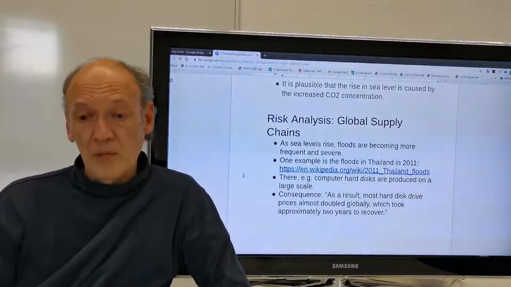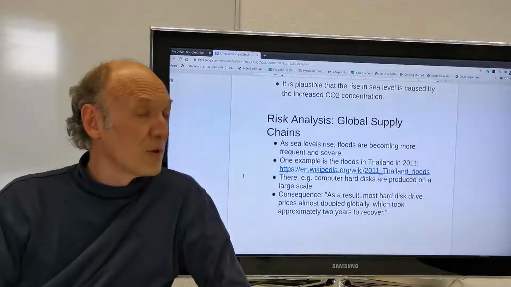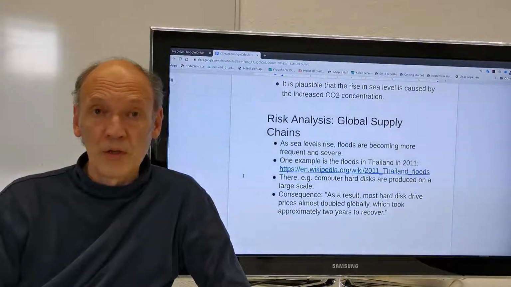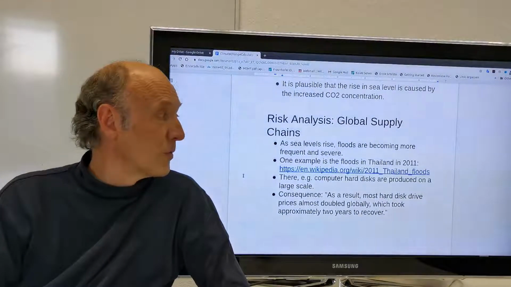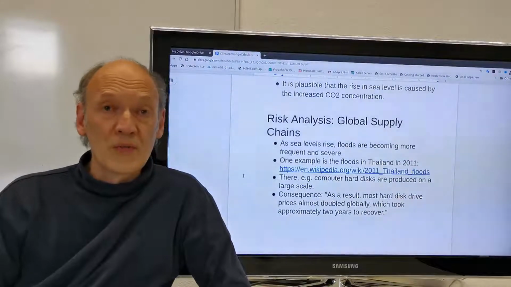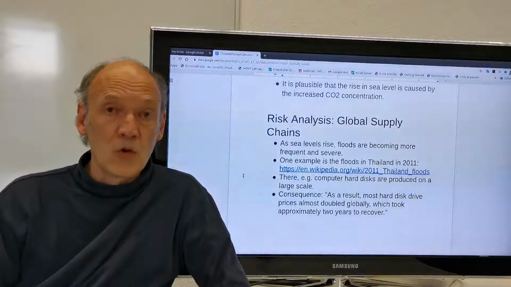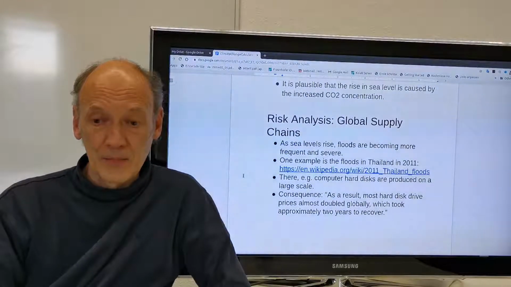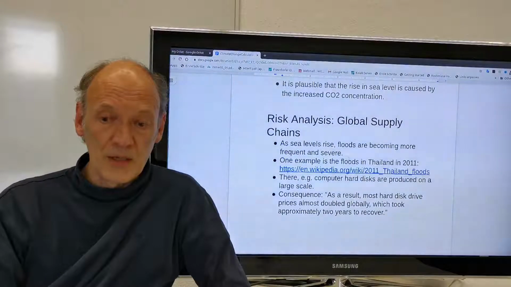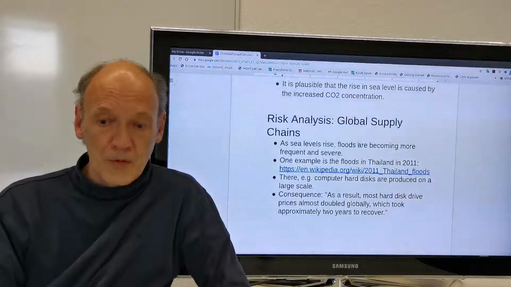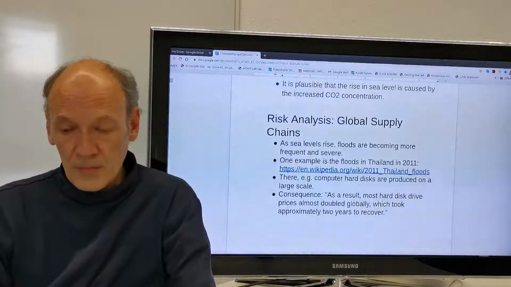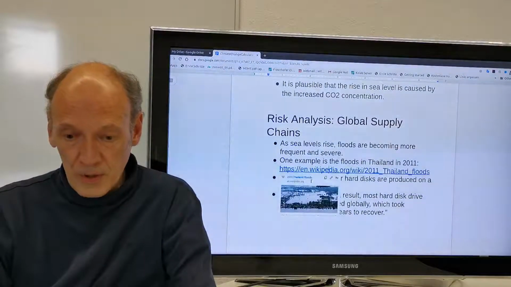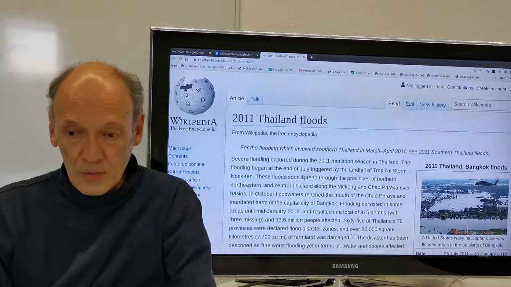So maybe this 8 millimeters per year doesn't sound like much, but it accumulates, and it also leads to more frequent flooding of low-lying areas of the world, for instance, Thailand. And I found this interesting case. There was a flooding in Thailand in 2011, and it's described here on this Wikipedia page. So we can open it.